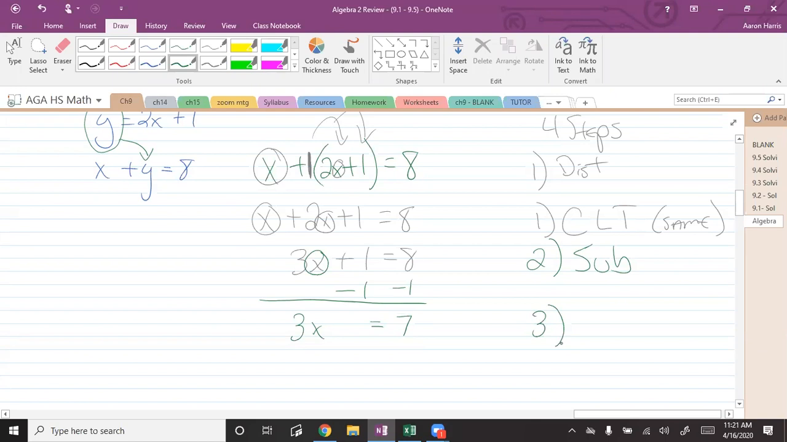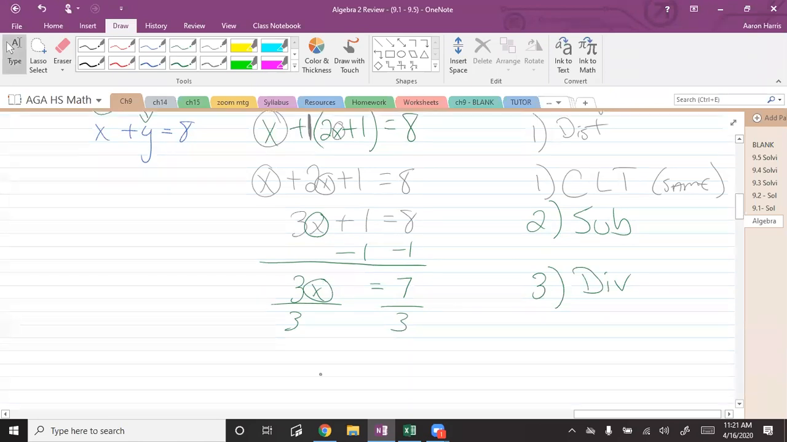Step 3. What do I do? Remove all multiplication and division. So what do I do? Divide. Divide by what? 3. Did I hear 3x? Just 3. X is protected. So x is equal to what? 7/3. Leave it that way. If it doesn't go in even, just leave it.